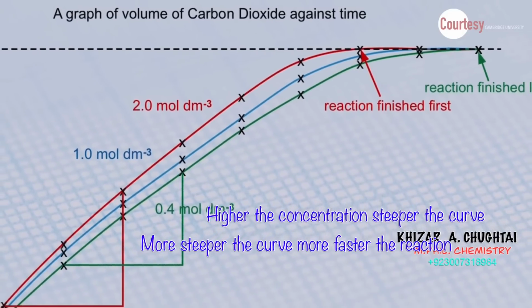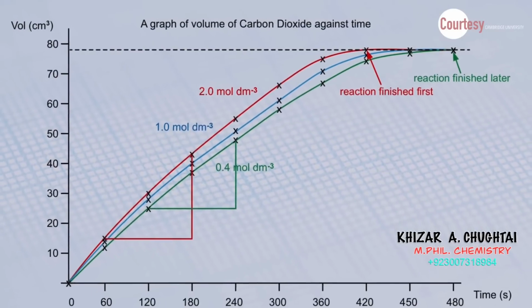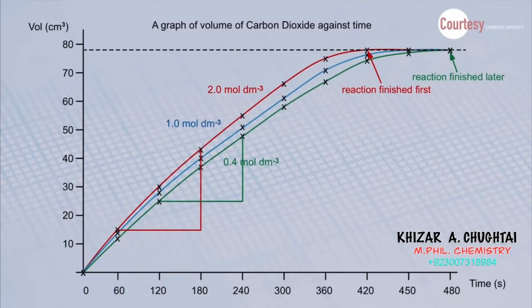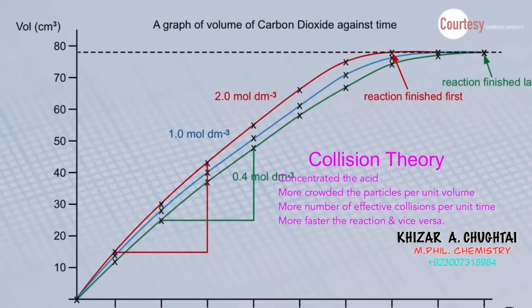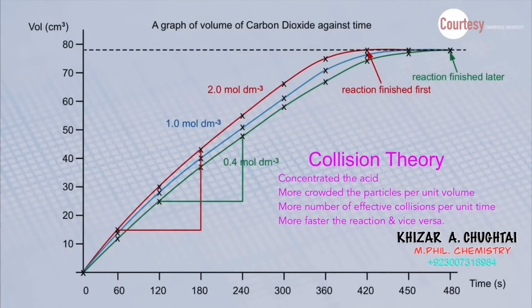This evidence shows that the reaction rate increases with increased concentration of hydrochloric acid. So the conclusion is consistent with the collision theory. Using more concentrated hydrochloric acid means there are more hydrochloric acid particles per unit volume, which leads to more effective collisions between the particles of HCl, hydrochloric acid, and the metal carbonate per unit time. And the reaction is faster.